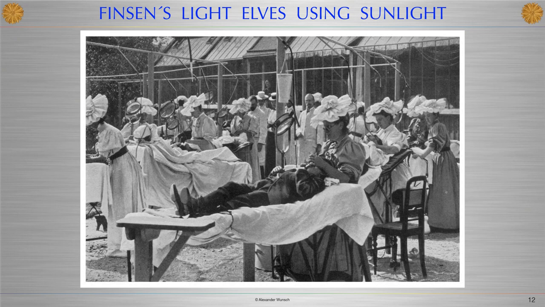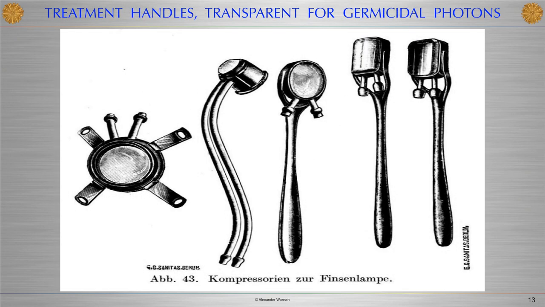And here you can see the first approaches. For instance, light elves, the nurses here, controlling the handles which compress the skin. And here you can see a lens made from quartz glass, which was used to focus the sunlight onto the skin. And here you can see the treatment handles, transparent, also made from quartz glass, with a chamber inside for water cooling. Because Finsen did not want to burn the skin, he just wanted to bring the short wavelengths into the skin in order to kill the bacteria, to cause the inflammation, and to, with this incitement I already described.